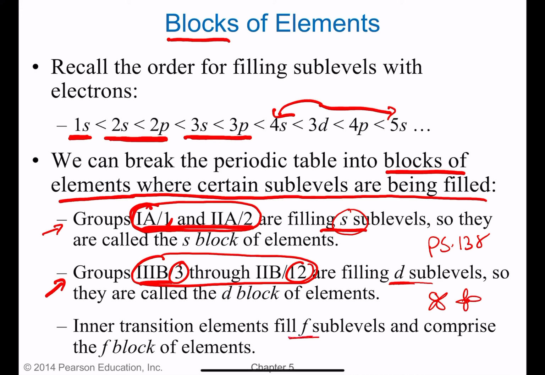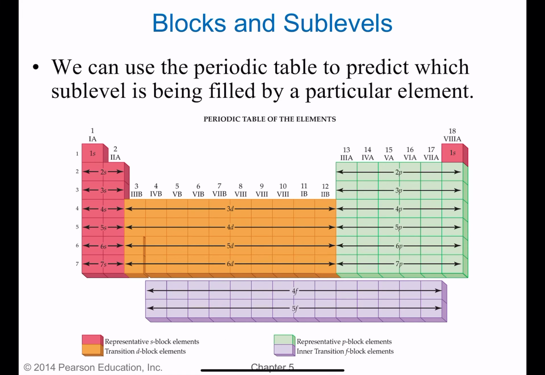Inner transitions, that section of the periodic table that's below the periodic table itself, are putting their outermost electrons in F. It's not on here, but then on the far right, you have where the nonmetals are. This section of the periodic table is where you're basically putting your electrons in the P. But we've got it summarized much better here with a much prettier picture than my scribbles. We can use the periodic table to predict which sublevel is being filled by a particular element.